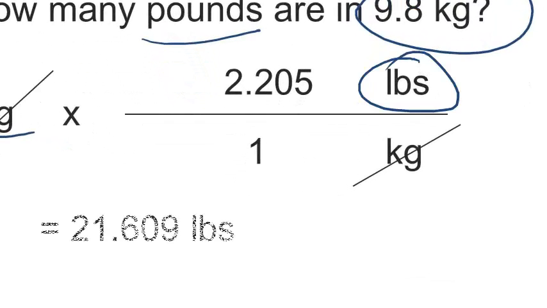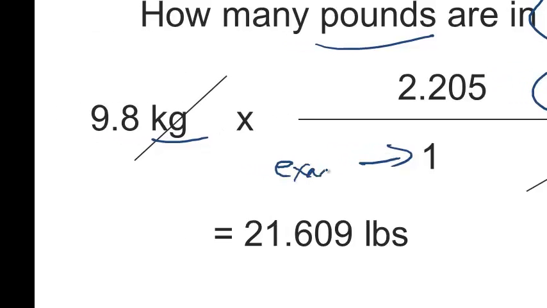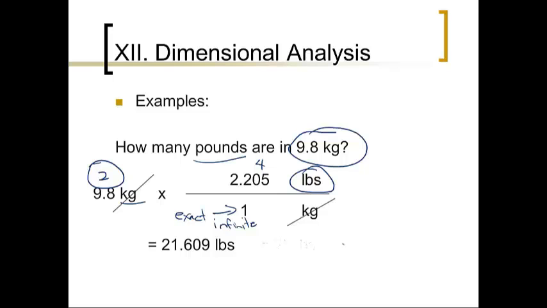21.602 pounds. Now, this number is an exact number, so that has an infinite number of sig figs. This we said only had 4 sig figs. This number here, 2 sig figs. So your answer has to have, according to the multiplication division rule, the least number of sig figs, so it should only have 2 sig figs.